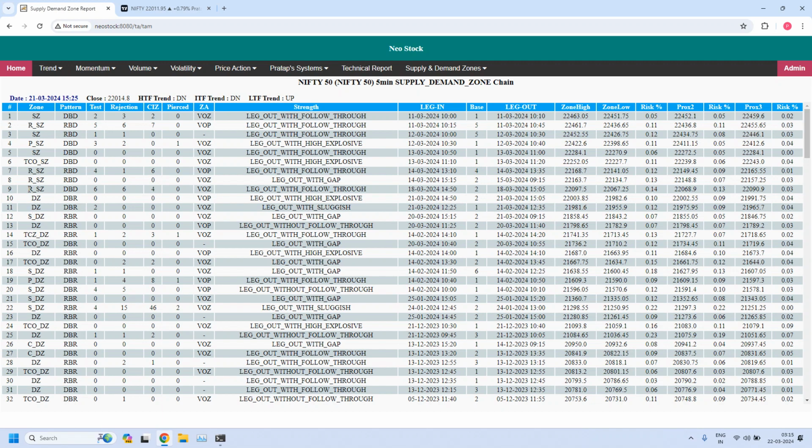And then we have two demand zones they created. This is one. And one more demand zone is also there. 21/3.